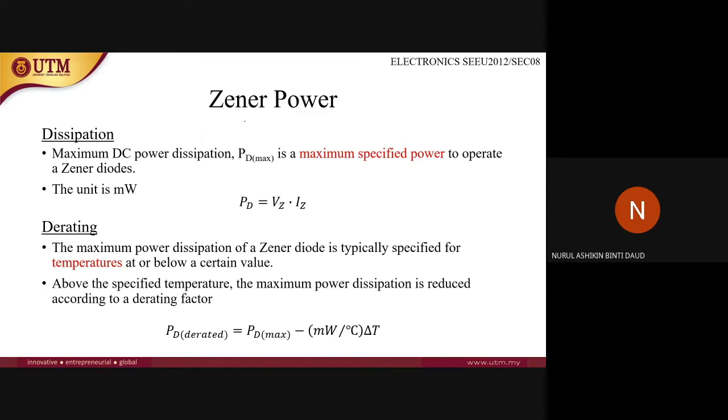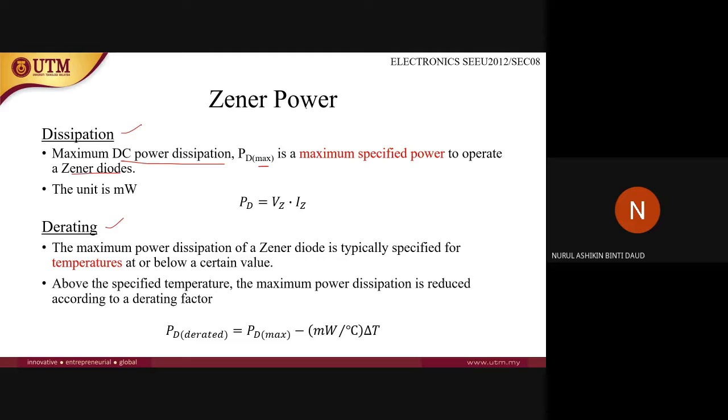Next, let's look into Zener power. For Zener diode 2, you can calculate the power. The power can be divided into two: dissipation and derating. So what is the difference between dissipation and derating? Dissipation is the maximum DC power dissipation, the maximum specified power to operate the Zener diodes.